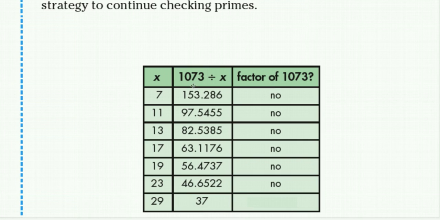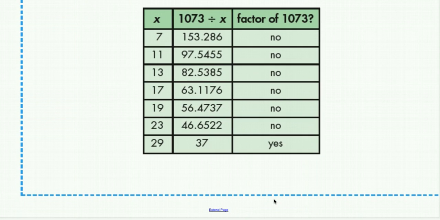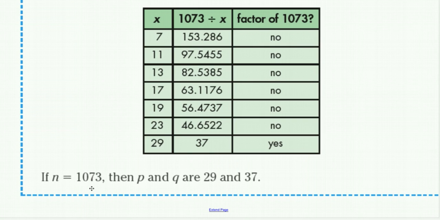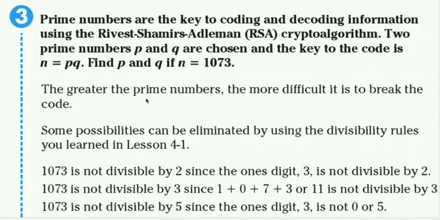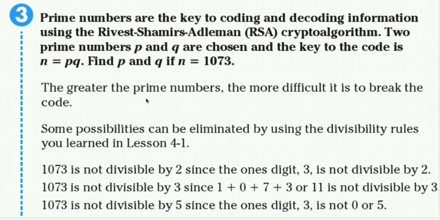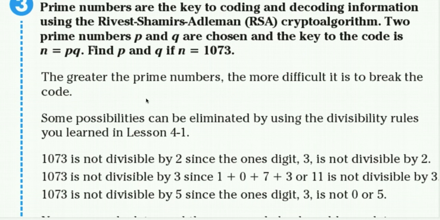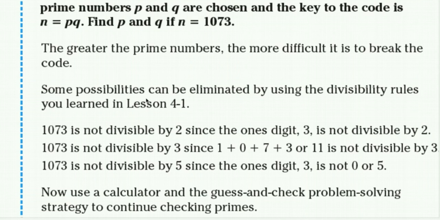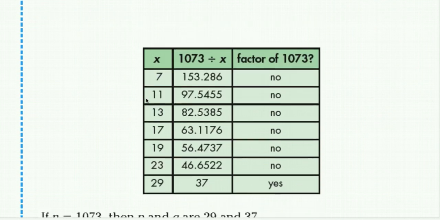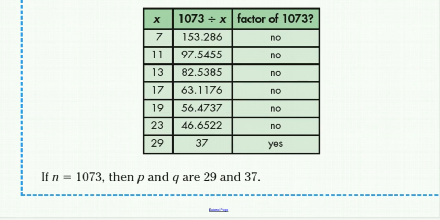But look at the number 29. If you divide 1073 by 29, you get 37. So this is a yes. Therefore, using guess and check, we know that if n equals 1073, then P and Q are 29 and 37. And that's how you apply prime numbers in this type of problem. Obviously, there's another way of solving this problem, but we'll not go into that simply because that's not our lesson yet. Okay, let's do our connection to algebra.